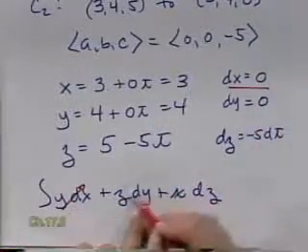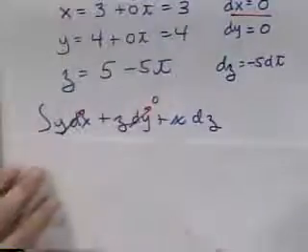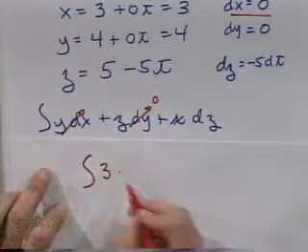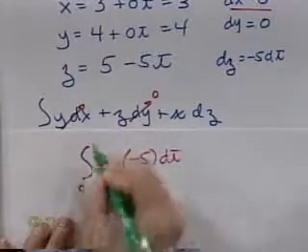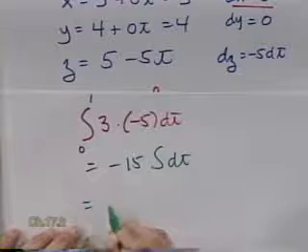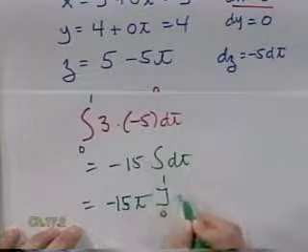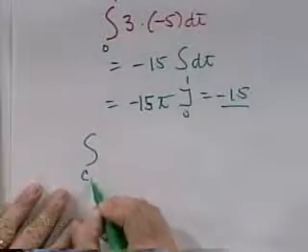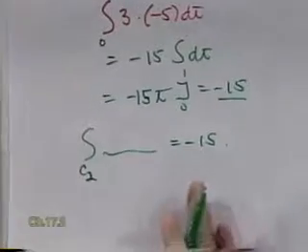dx is 0, dy is 0. So this integral becomes the integral of x, which was 3, times dz, which is negative 5 dt, as t went from 0 to 1. That gives me negative 5 times the integral of dt, which gives me negative 15t, and we're going from 0 to 1, so we get negative 15. So my integral along C2 turned out to be negative 15.